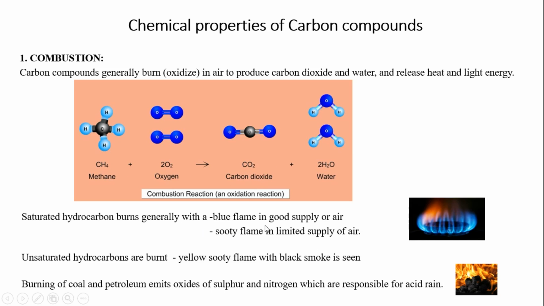Now we'll see what happens in saturated and unsaturated hydrocarbons. We have already seen what is the meaning of saturated and unsaturated hydrocarbons. So when a saturated hydrocarbon, that is a hydrocarbon having single bonds, burns, it will give a blue flame in a good supply of air. So it will generally give a clean flame. By clean flame I mean that blue flame here, like this, in a good supply of air.